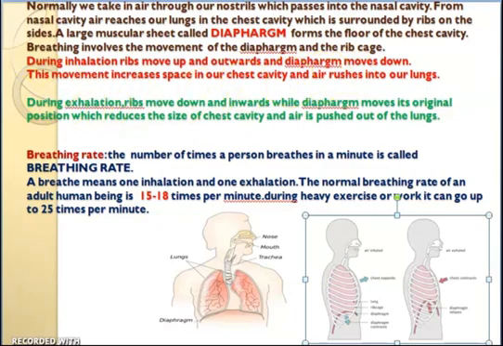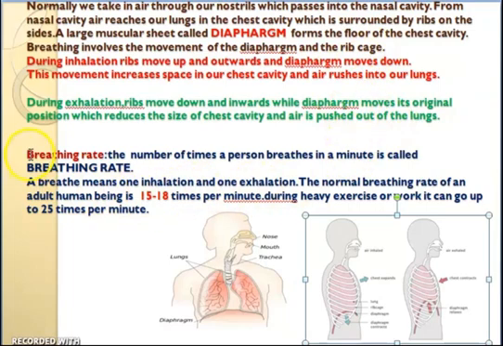This movement increases the space in our chest cavity and air rushes into our lungs. And during exhalation, ribs move down and inwards, while diaphragm moves to its original position, which reduces the size of the chest cavity and air is pushed out of the lungs.